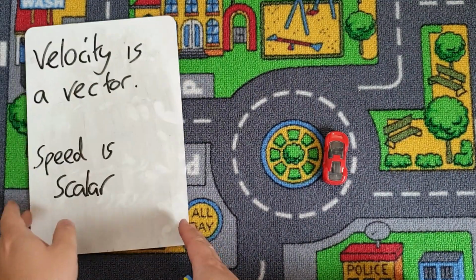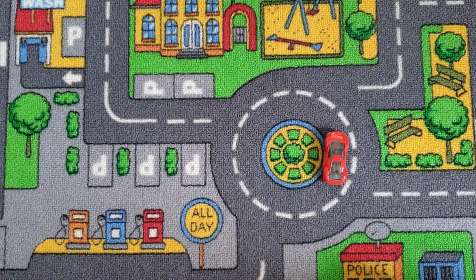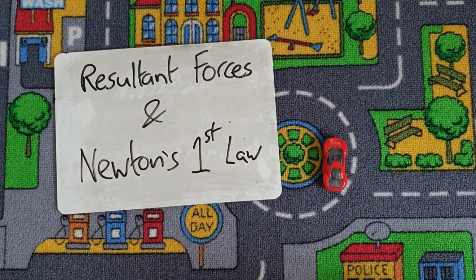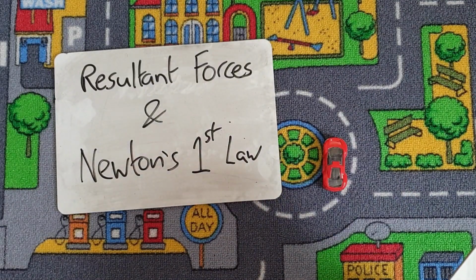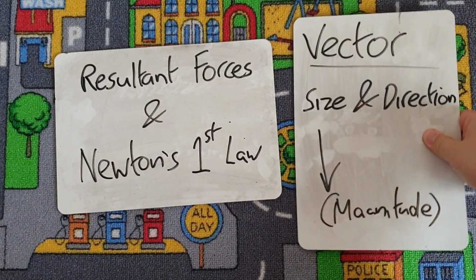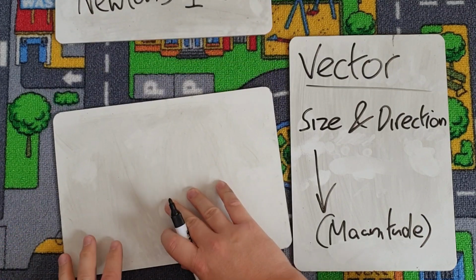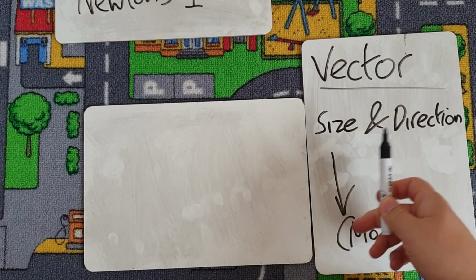What we're actually going to be talking about today is resultant forces and Newton's first law. If we're going to talk about forces, we can't talk about resultant forces until we talk about forces. Forces are vectors. Forces have a size and they have a direction. The unit of force is the Newton, which we write with a capital N.